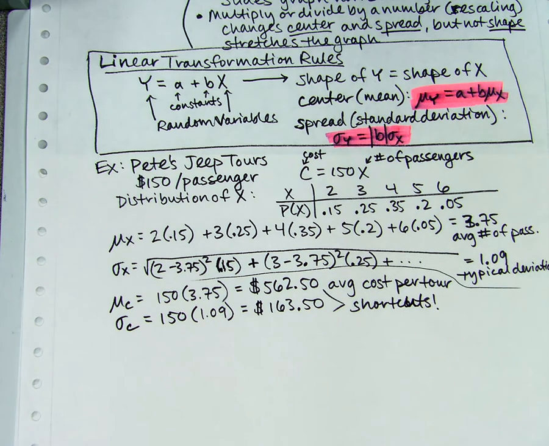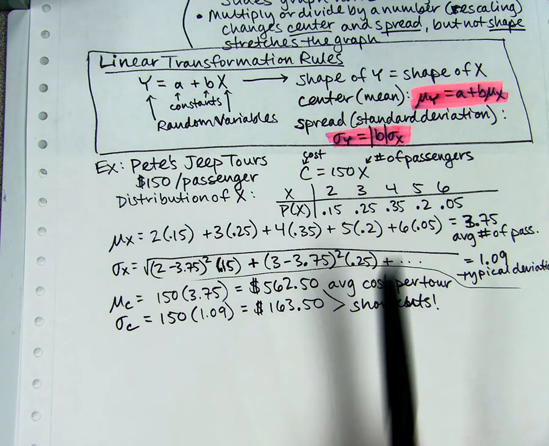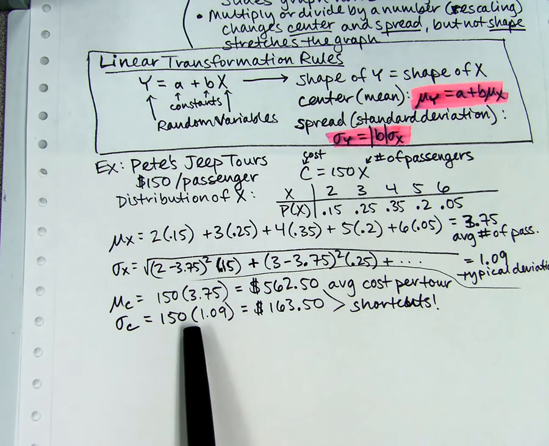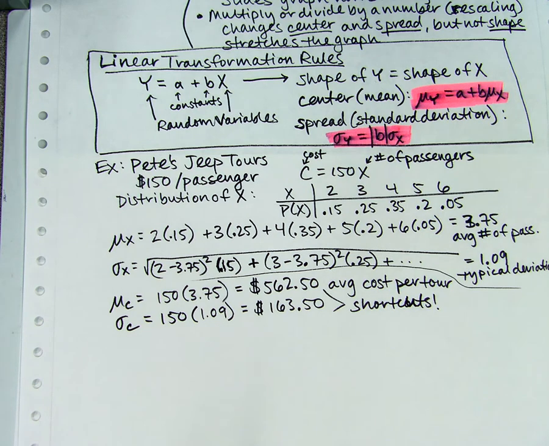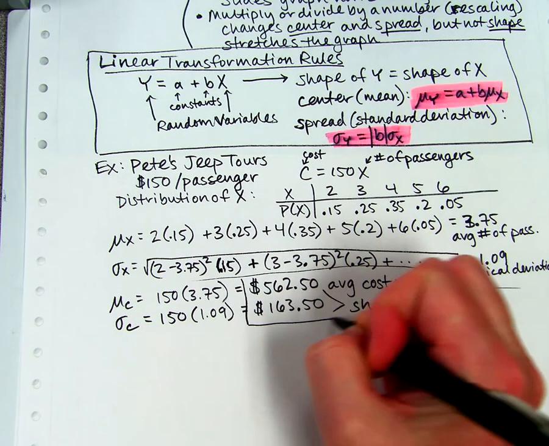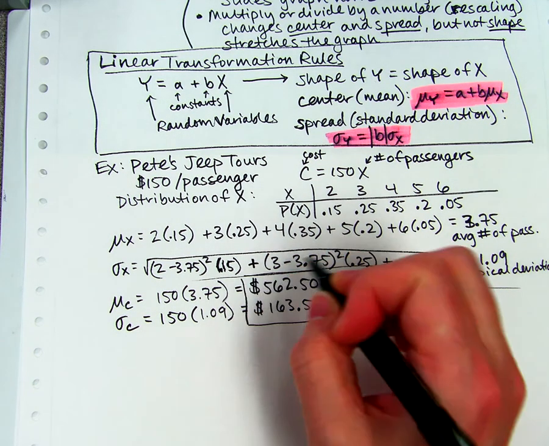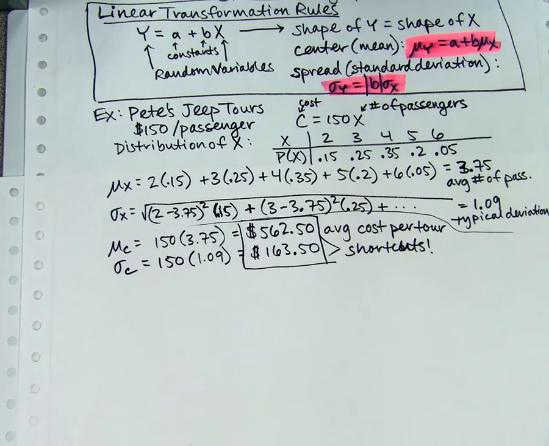So that's something you can do. If you're multiplying a random variable by a number, you can multiply the mean and you can multiply the standard deviation. In a nutshell, that's what we just learned. And then let's talk about adding or subtracting, because that's the harder part.